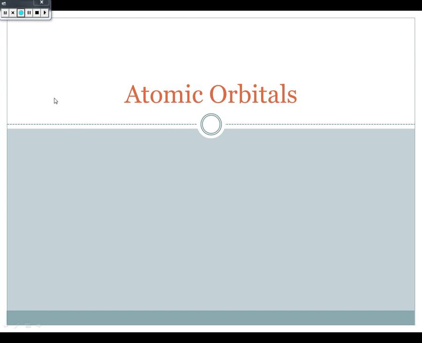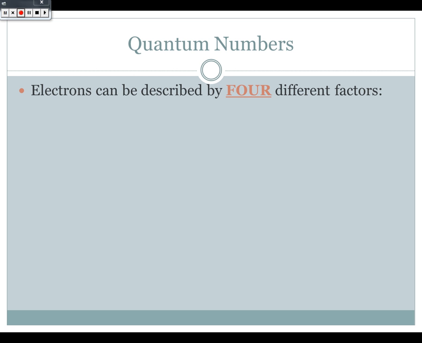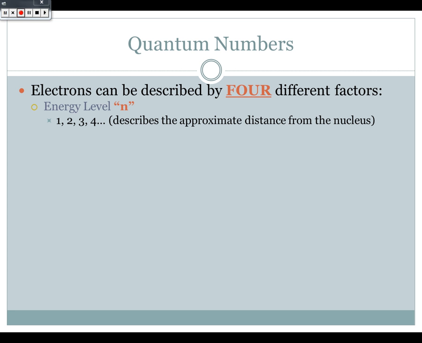Okay, so today we're going to be talking about atomic orbitals. Atomic orbitals are all defined by quantum numbers, and there are 4 different quantum numbers that we're talking about. Ironically, the quantum numbers are all letters, but they have numbers associated with them. The 4 different factors are energy level, which is n. Energy levels range from 1 to 7, and they describe the approximate distance from the nucleus. They have a maximum capacity for electrons of 2n^2.